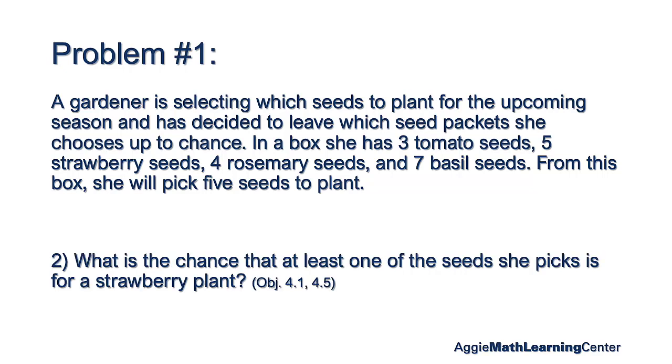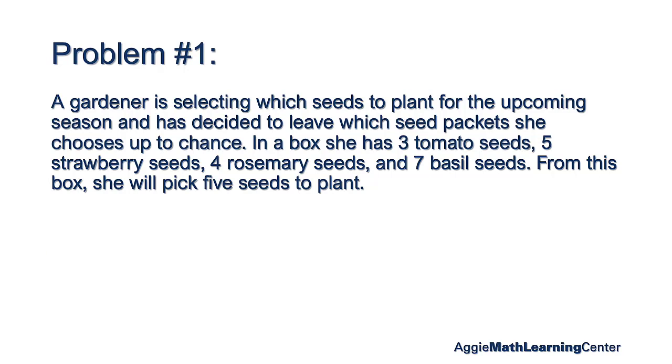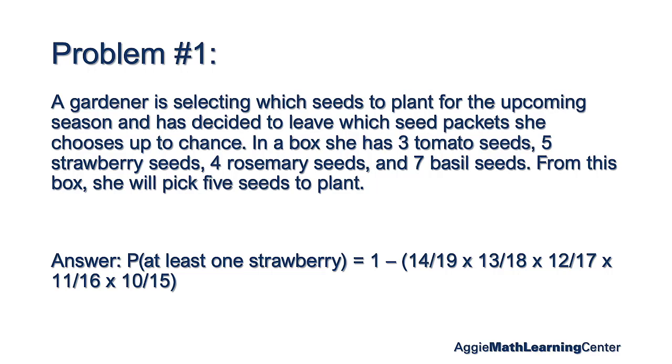Question 2. What is the chance that at least one of the seeds she picks is for a strawberry plant? Pause to answer and then press play to check your work. Answer. Probability of at least one strawberry is equal to 1 minus 14 over 19 times 13 over 18 times 12 over 17 times 11 over 16 times 10 over 15. The opposite event of at least one is none, and thus in this problem we should exclude the chance of picking no strawberries. Like the previous problem, we also must observe the dependent multiplication rule within this problem.